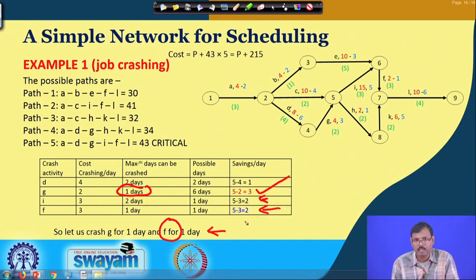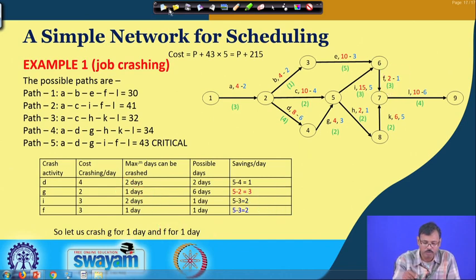The matter which influenced us to crash this one is that if we crash it, F will come to its minimum duration of 1. So, the option of further crashing job F will be eliminated, and influenced by that we have crashed job F, but there is no harm, you can crash job I also because the costs are the same to us.